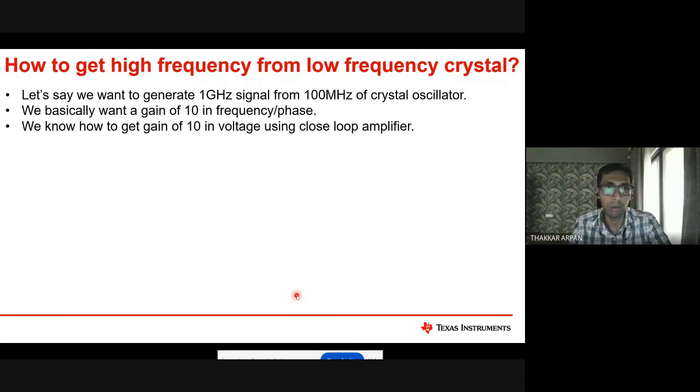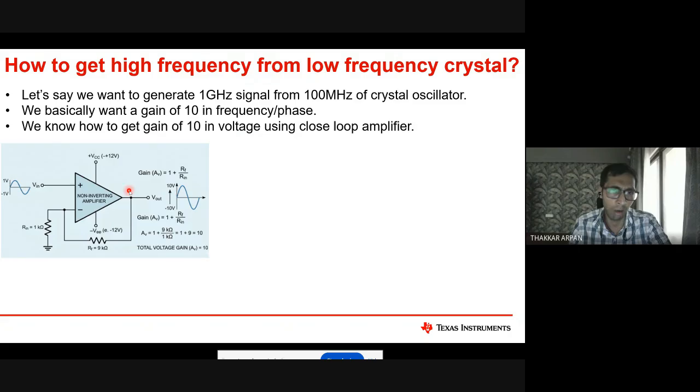Now that is multiply by 2, multiply by 3. Let's say you want to generate any other frequency, and for that you don't want to keep changing your circuit. We need some kind of frequency multiplier. So how do we do that? We know our normal amplifier. Let's say you want to generate a 1 gigahertz signal from 100 megahertz. You need a frequency multiplication of 10. So let's first see how we get a voltage gain of 10. Then we will see the frequency gain.